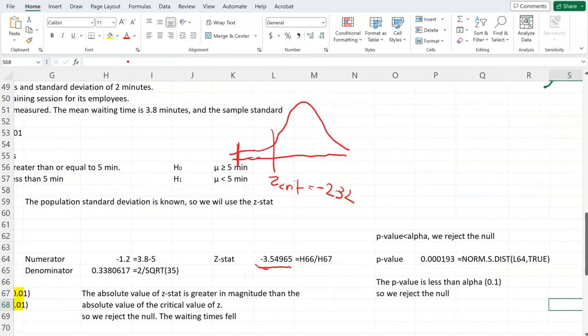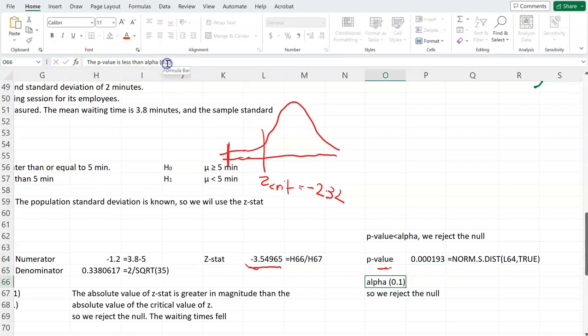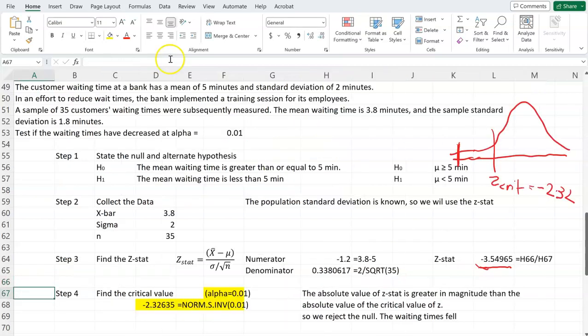so we still reject it at the critical value. Here too, the p-value stays the same. We are now comparing this value with 0.01. So we will say that the p-value is less than alpha, which is 0.01. So we reject the null. Now, this was the left tail test.